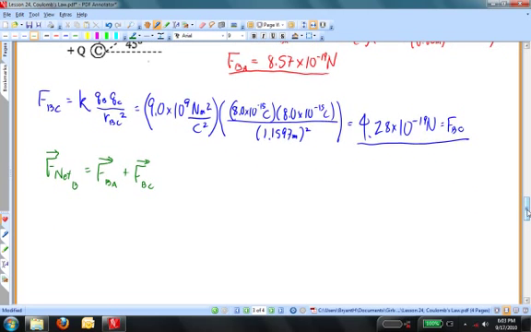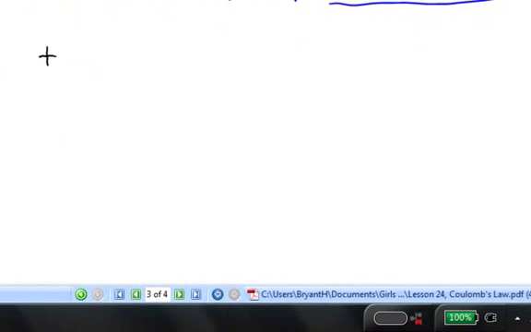That's what I'm going to do. I'm going to use a scale. 1 centimeter is equal to 1 times 10 to the minus 19 newtons. And I'll sketch these vectors to scale. So here's the origin of my coordinate system. FBA is going to be along the plus x-axis, and it's going to have a length of 8.57 centimeters.